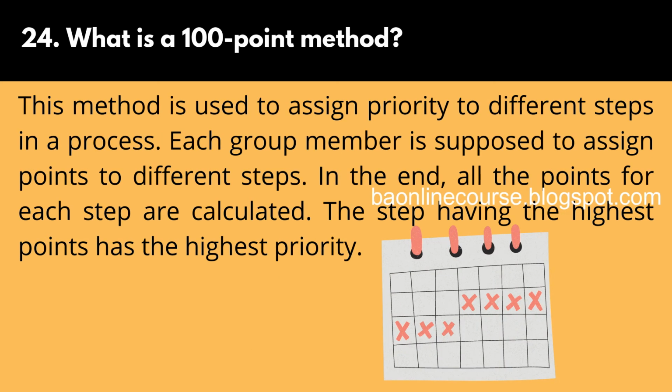Next question number 24. What is a 100-point method? This method is used to assign priority to different steps in a process. Each group member is supposed to assign points to different steps.